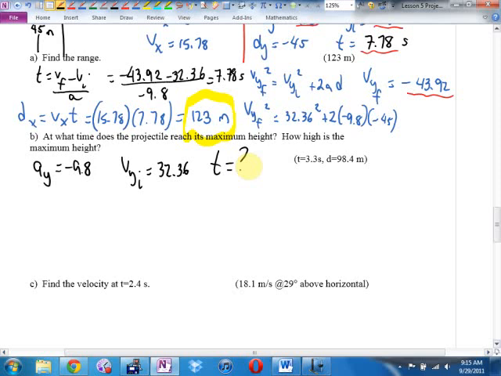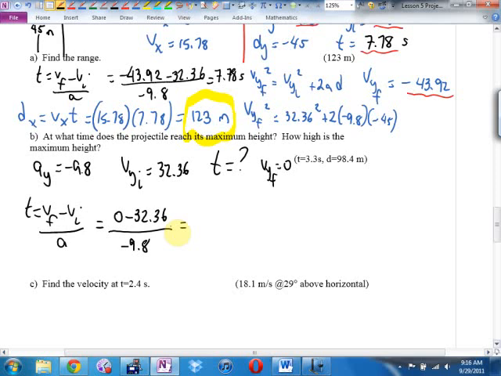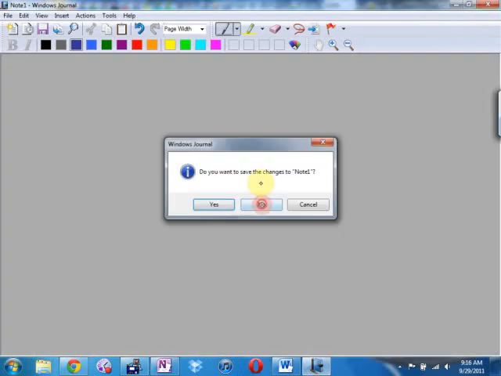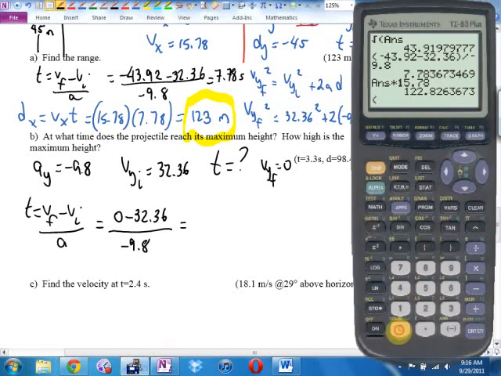Oh, you know what? I think I can use the good old T equals VF minus VI all over A. It equals 0 minus 32.36 all over negative 9.8. How long to get to the top? You get 3.3? Bracket 0 minus 32.36, close bracket, divided by negative 9.8. Show me the goods. Woohoo! 3.3 seconds. That's part one of part B.